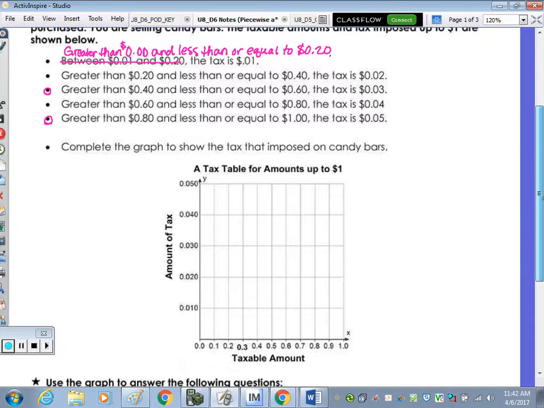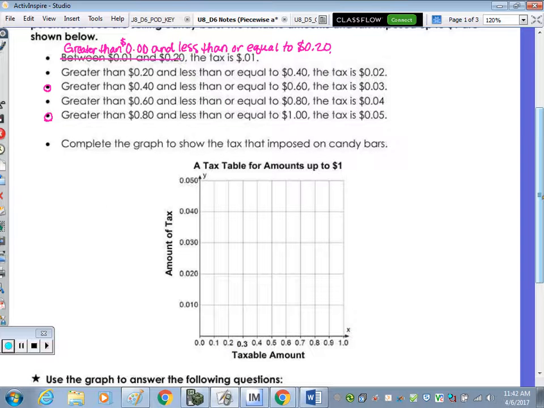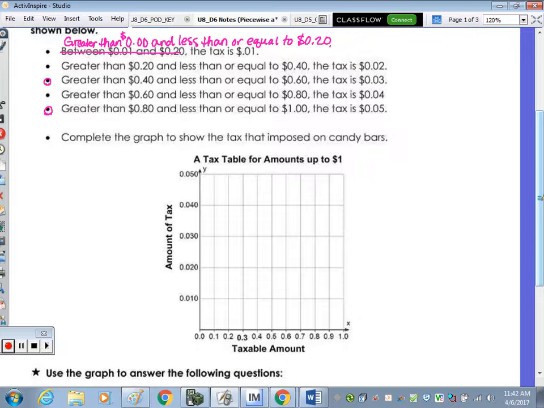So we're going to complete the graph for this situation. So I just want to highlight the axes of our graph. Your taxable amount is the x-axis, which is the cost of your candy bar. And then you have the amount of tax that you're going to pay on the candy bar. So if you're looking at it in terms of coordinates, this is the cost of the candy bar for x, and then your y is the tax on your candy bar.